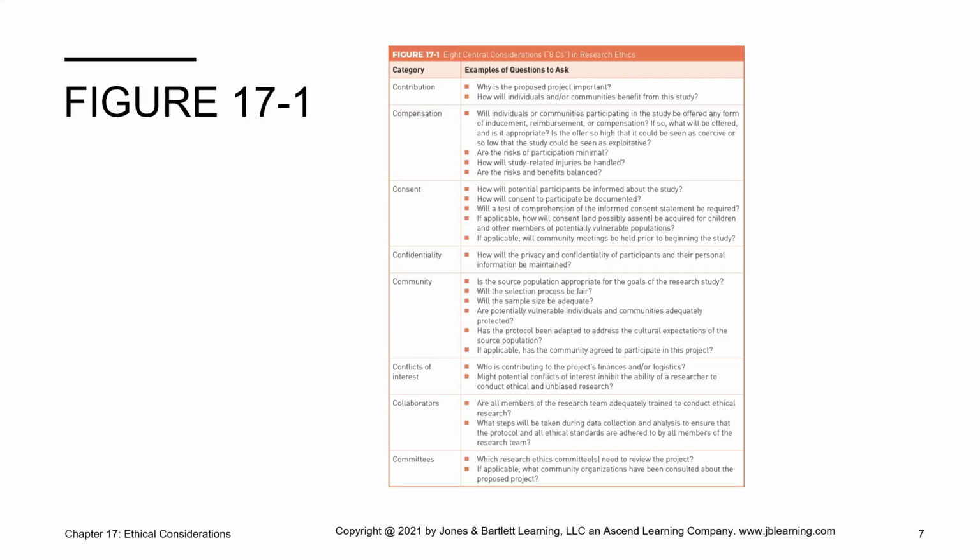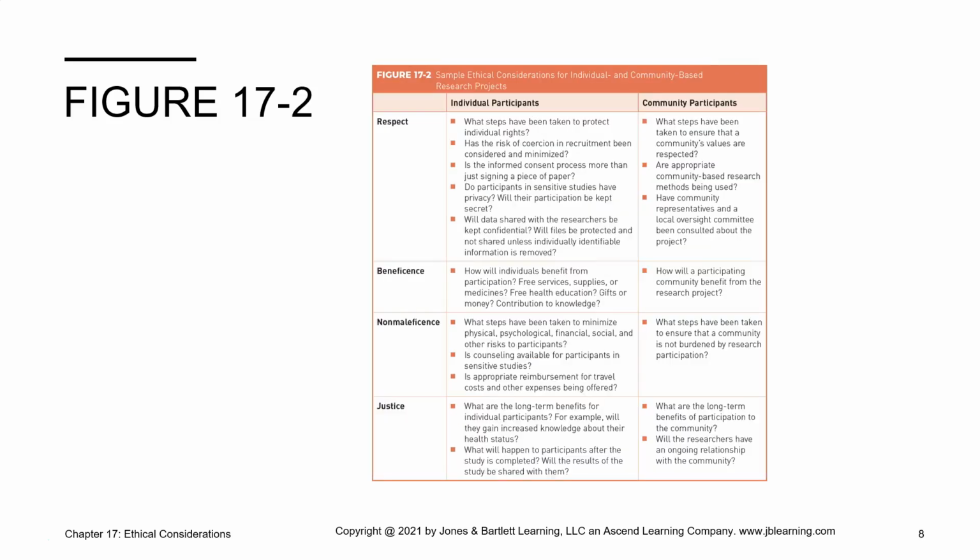So figure 17.1 covers 8 central considerations in research ethics, and these are called the 8 C's. And so it goes through these different categories and examples of questions to ask in order to ensure that you're meeting those categories. These categories include contribution, compensation, consent, confidentiality, community, conflict of interest, collaborators, and committees. And so you can go through the different questions that you want to ask yourself in preparation for your study to ensure that the study is meeting these ethical guidelines.